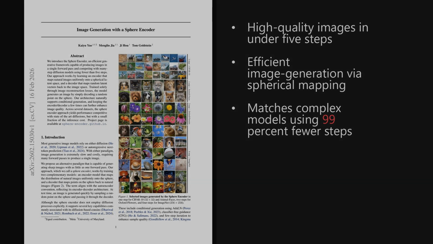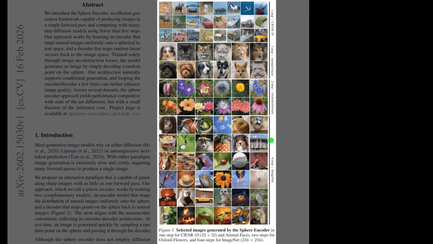To start things off, Figure 1 presents a gallery of samples generated by the Sphere Encoder across different complexity levels. The top rows show results from the one-step regime on CIFAR 10 and animal faces, demonstrating that a single forward pass can yield coherent structures. Moving down, the model uses just 2 steps for Oxford flowers. The bottom section showcases ImageNet generation in 4 steps, which is particularly impressive because it produces diverse, high-fidelity images at 256 resolution, covering everything from flamingos to baseballs.